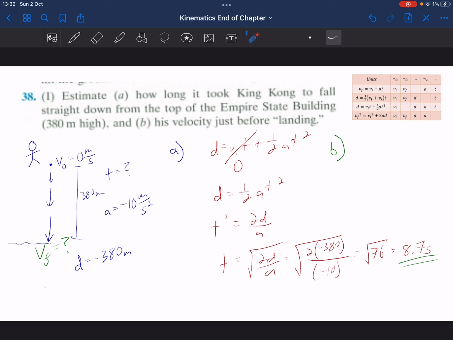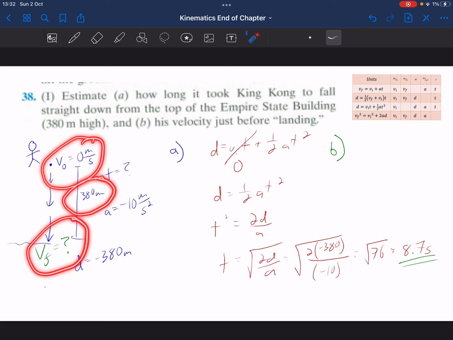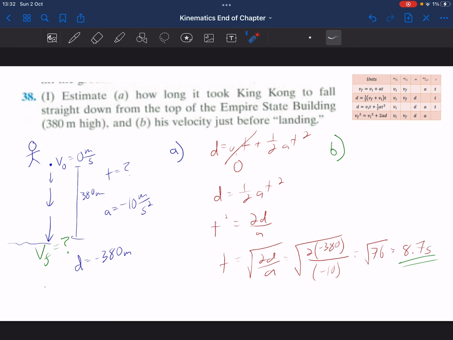Okay, so for this one, we could use multiple equations because now we have the time. I'll go ahead and use the original values we had. So I'll use v0, the distance, v final, and acceleration. So the only one I don't have is time. So I'm going to go ahead and use this one right here. So v final squared equals v initial squared plus 2ad. So the final velocity is just going to be the square root of that.